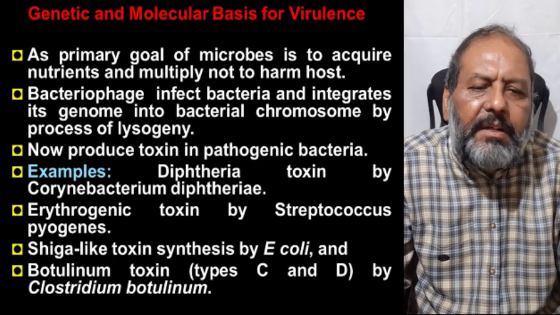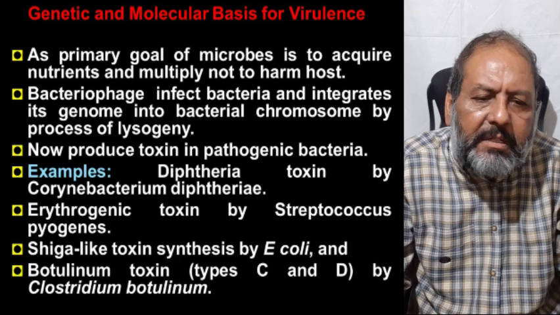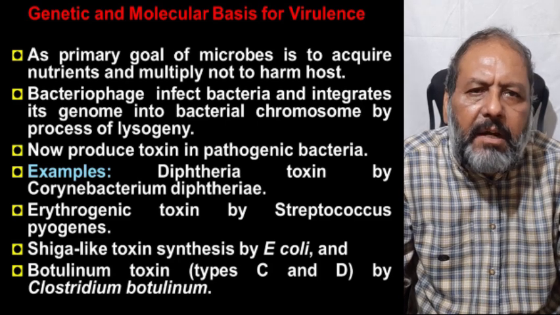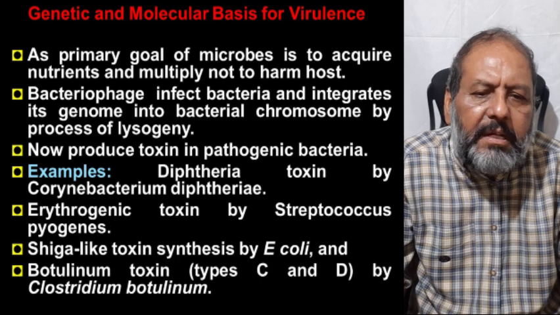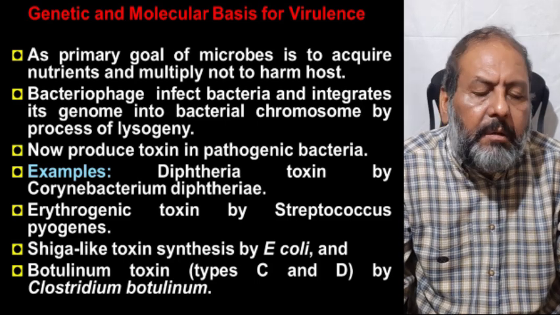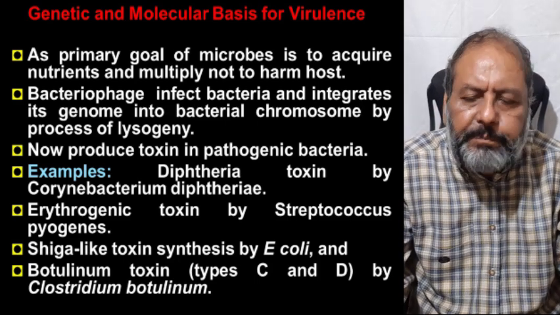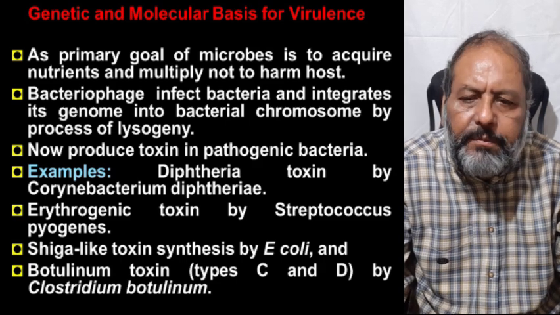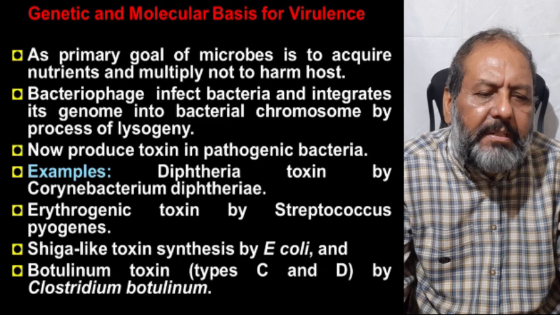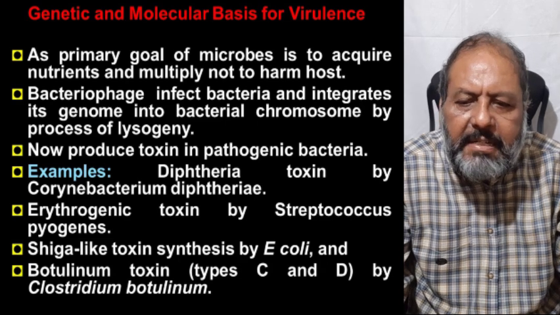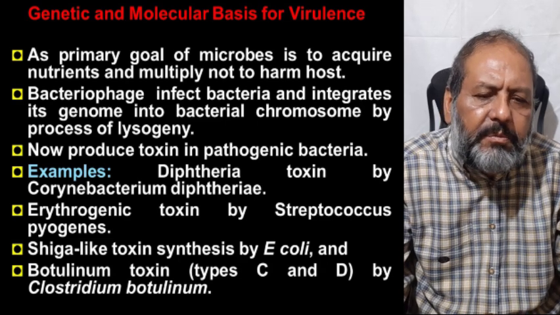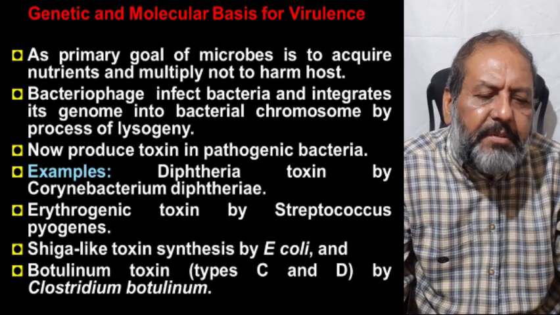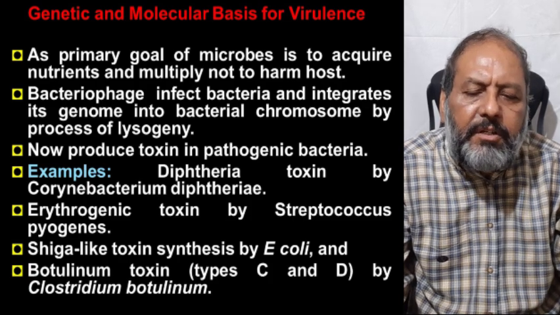Examples are diphtheria toxin by Corynebacterium diphtheriae. Otherwise, if this does not happen, the diphtheria toxin is not effective, and the bacteria is not capable of causing the disease. Others are erythrogenic toxin by Streptococcus pyogenes, Shiga-like toxin synthesis by E. coli, and botulinum toxin type C and type D by Clostridium botulinum.